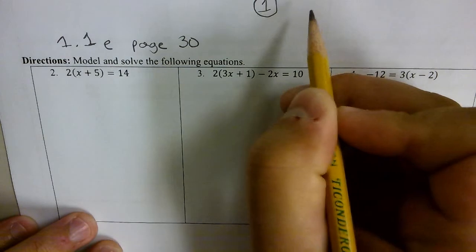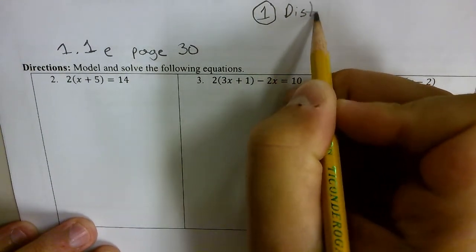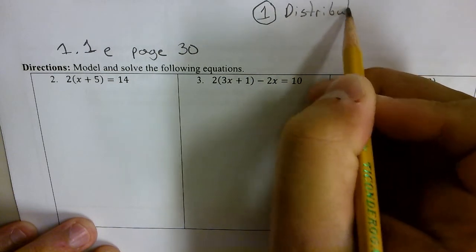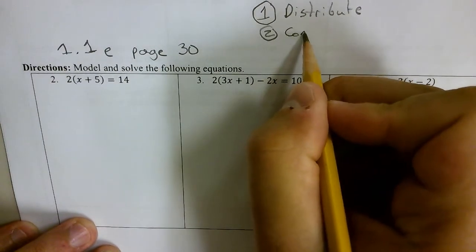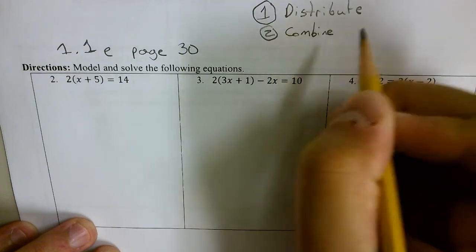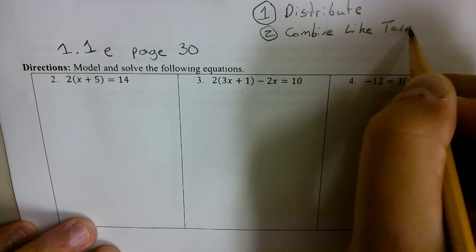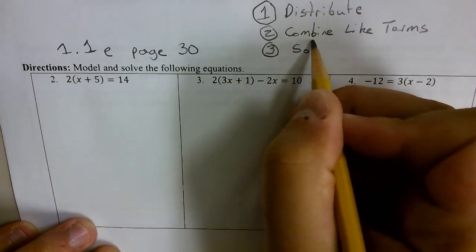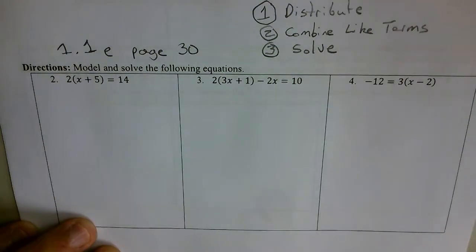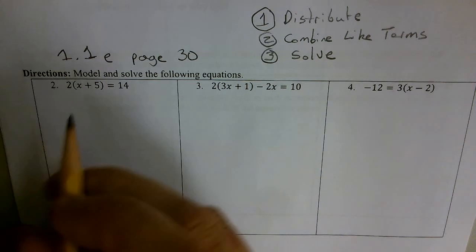The first thing you need to do is distribute. The second thing is combine like terms. And then the third thing is solve. So following those steps, I'm going to start with number 2.